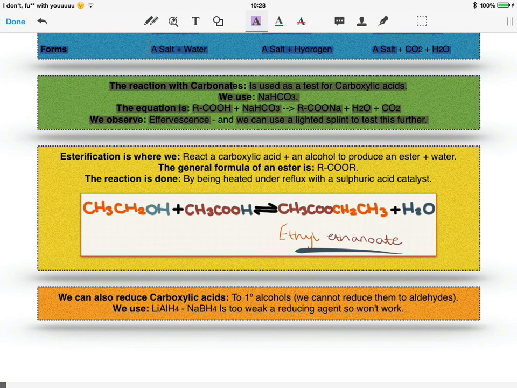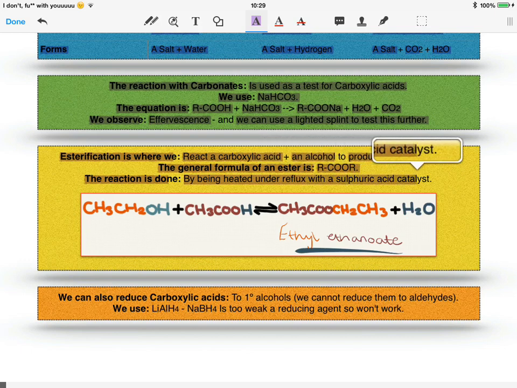Another reaction is esterification, and this is where we react a carboxylic acid plus an alcohol to produce an ester and water. The general formula of an ester is RCOOR, and the reaction is done by being heated under reflux with a sulfuric acid catalyst. And here I've demonstrated an esterification reaction, and I've colour-coded it to make it easy to understand how to name it and what goes where.